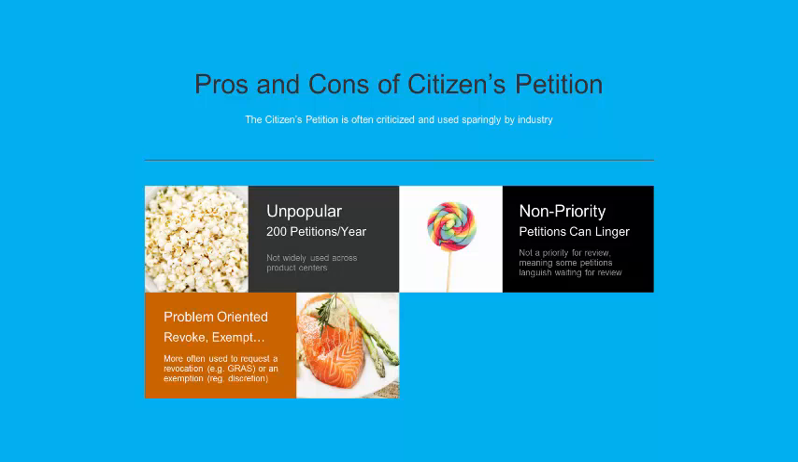It's usually there for citizens to raise issues. It's very common for citizens and citizen groups to use the citizen petition to raise questions about a particular product's GRAS status. I believe there was even a citizen petition on trans fats before the agency determined to revoke that status. And so very interesting to look at.